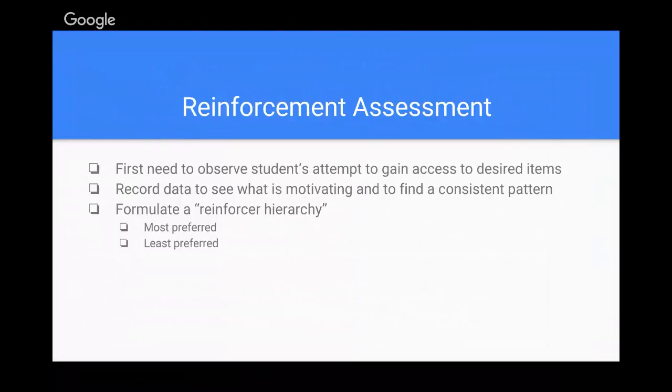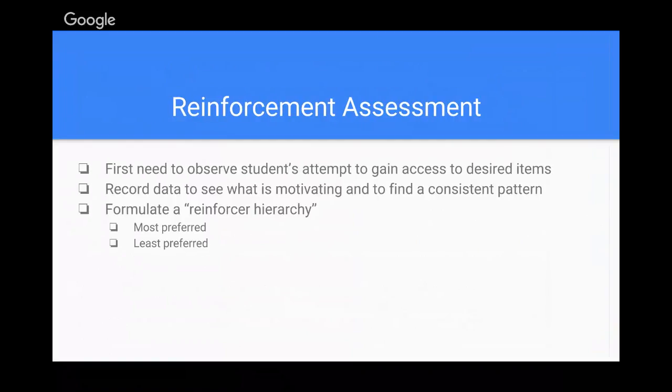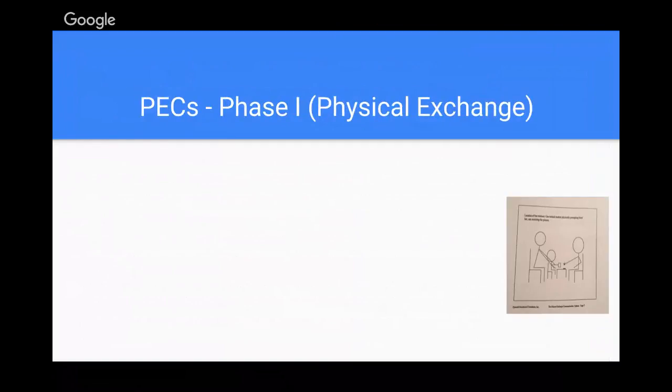Spend some time observing the students to see what they choose the most frequently, preferred items, and then develop which icons you're going to use based on what they do. And develop a reinforcer hierarchy, which things are most preferred and which are least preferred, and to record those and use those accordingly. The first phase is just a physical exchange.